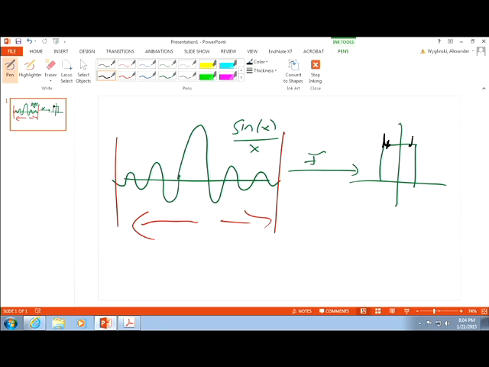What happens is you don't get a perfect square. You have these tails, because you need them to go from minus infinity to infinity. Otherwise, you don't get a perfectly rectangular shape. You get these little wiggly things at the transitions. You don't get a perfect sharp edge going down.